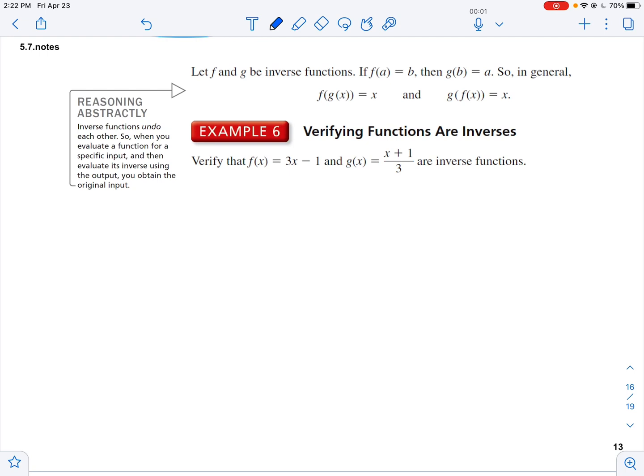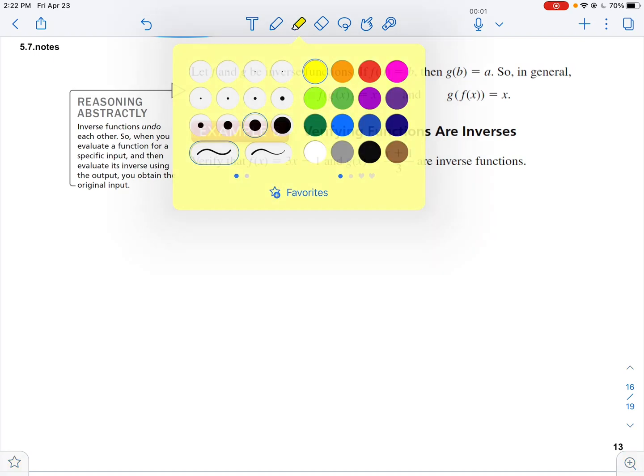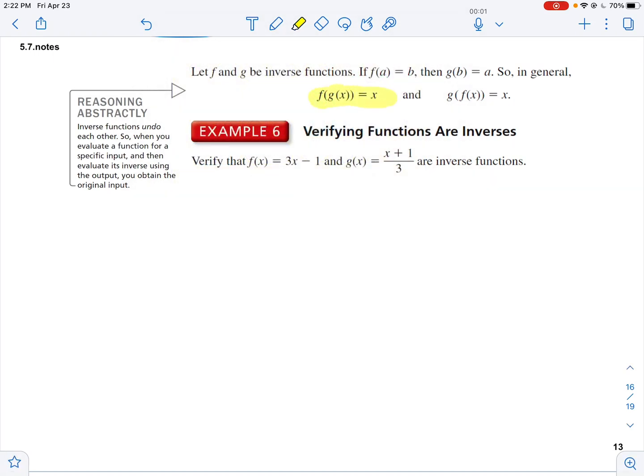Second to last part, main part, prove that they are inverses. This is the important part here. I'm going to do it in yellow. F of g and g of f must turn into x. Okay. So the f of g and the g of f must turn into x when you simplify them. So the composition, this is why we did the last section. The composition of f and g must simplify to x, and the composition of g and f must simplify to x. If it does, then they are inverses.